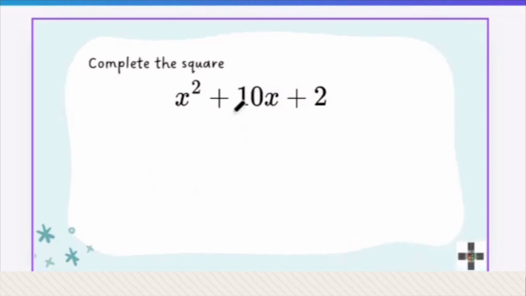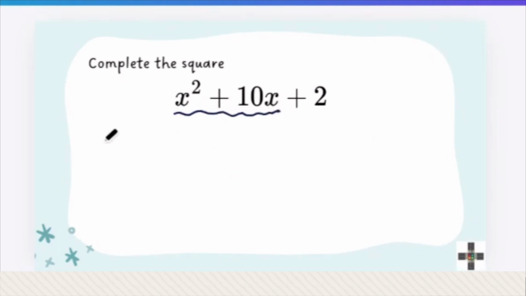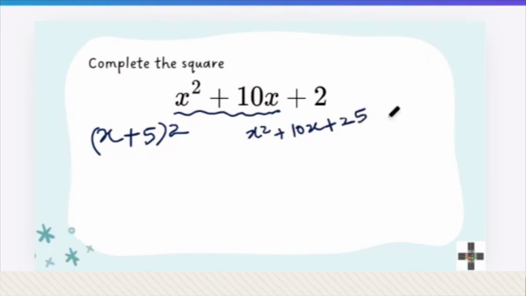Here, the first example says complete the square for x squared plus 10x plus 2. I'm going to start off by considering the first two terms here. If I halve the second term, I put them in the bracket, x plus 5 squared. On expanding x plus 5 squared, I'm going to have x squared plus 10x plus 25. But because I'm completing the square, I will have to change the sign for this last term here.